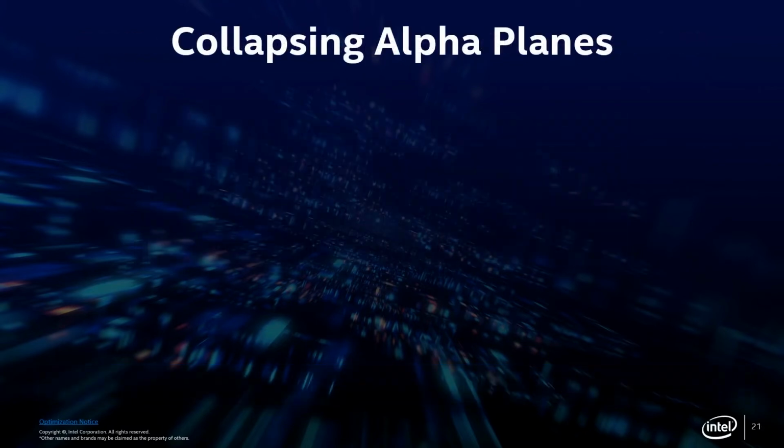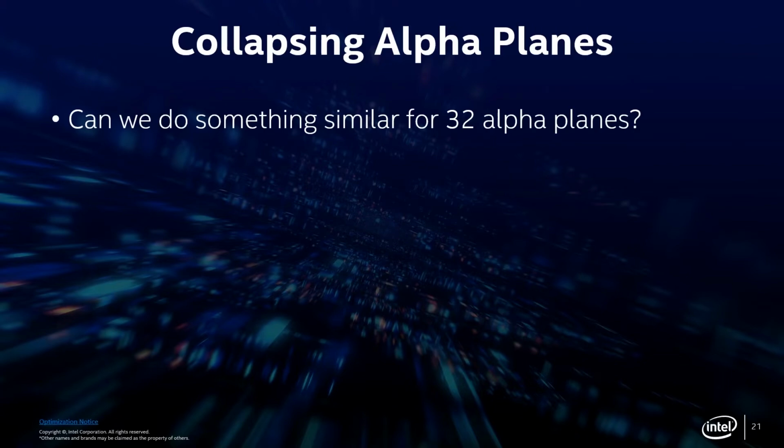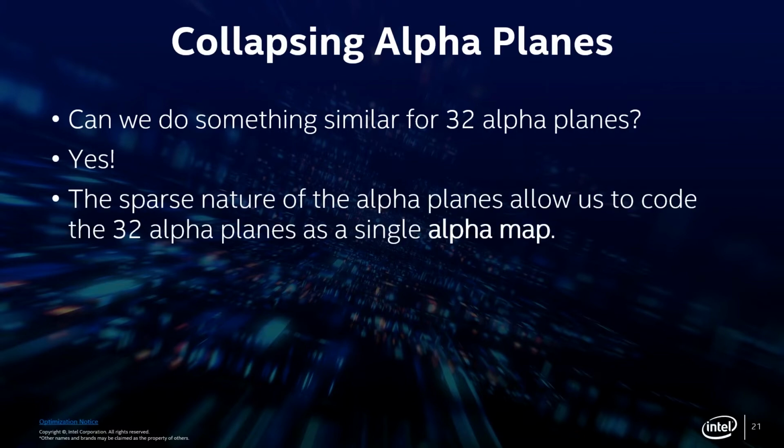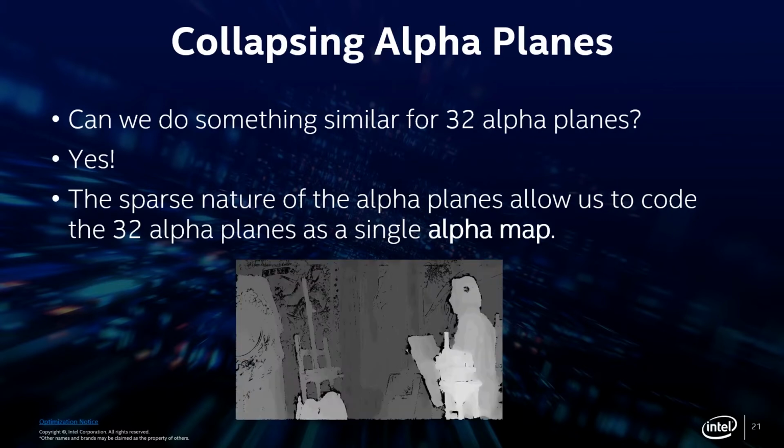So now that we've been able to collapse all the color textures down to a single plane, the question is, can we collapse the alpha planes, of which there are still 32, into a single layer, or at least smaller layers? And yes, we can do this. We experimented with several different techniques, but basically the sparse nature allowed us to code these 32 alpha planes as a single alpha map. And it looks something like this.